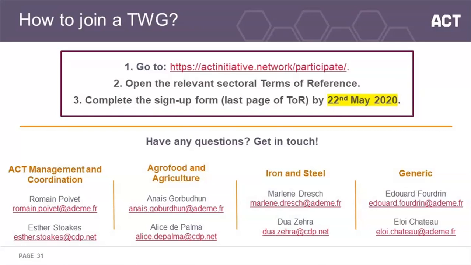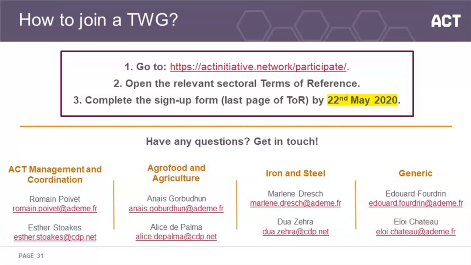Physical meetings will take place in Paris or in London for agriculture and agri-food, probably in Paris, because it's a place you can reach easily, London as well. And for iron and steel, perhaps it will be a physical meeting in the east of France or in the east of Europe. We will try to have the opportunity to visit the plant during the technical working group. So perhaps it will not be in Paris.